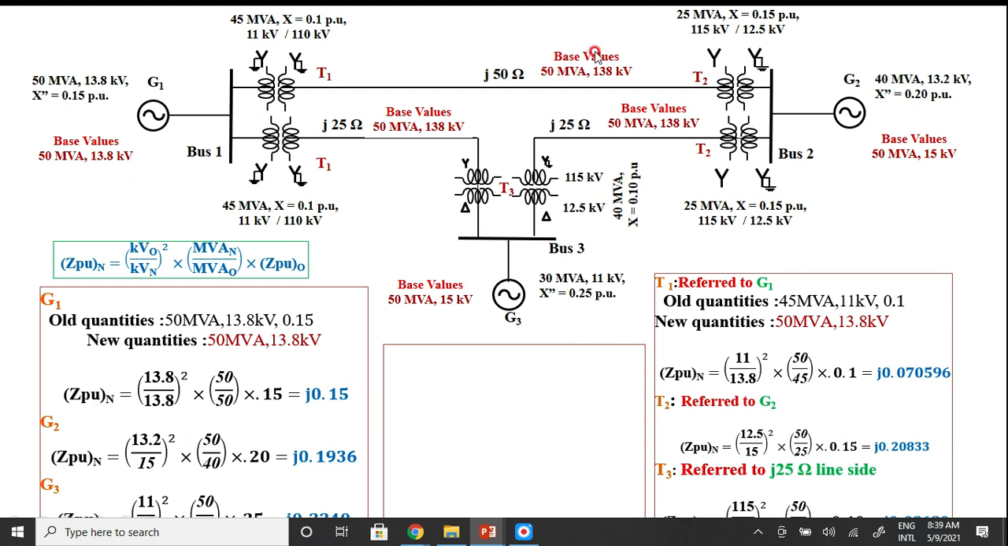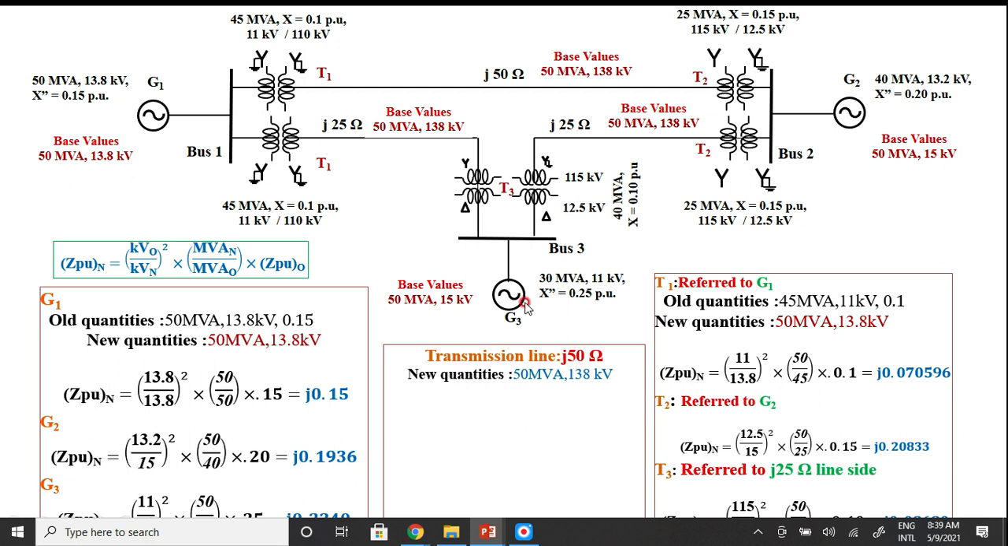Then you have to go for three different transmission lines, that is J50, J25 and J25. For that, the actual value is given. Therefore, what you have to do is find out the base impedance for the J50 ohm, J25 ohm, J25 ohm. If you divide the actual value of the reactance by the base quantity, then you get the per unit value. The same thing I did here.